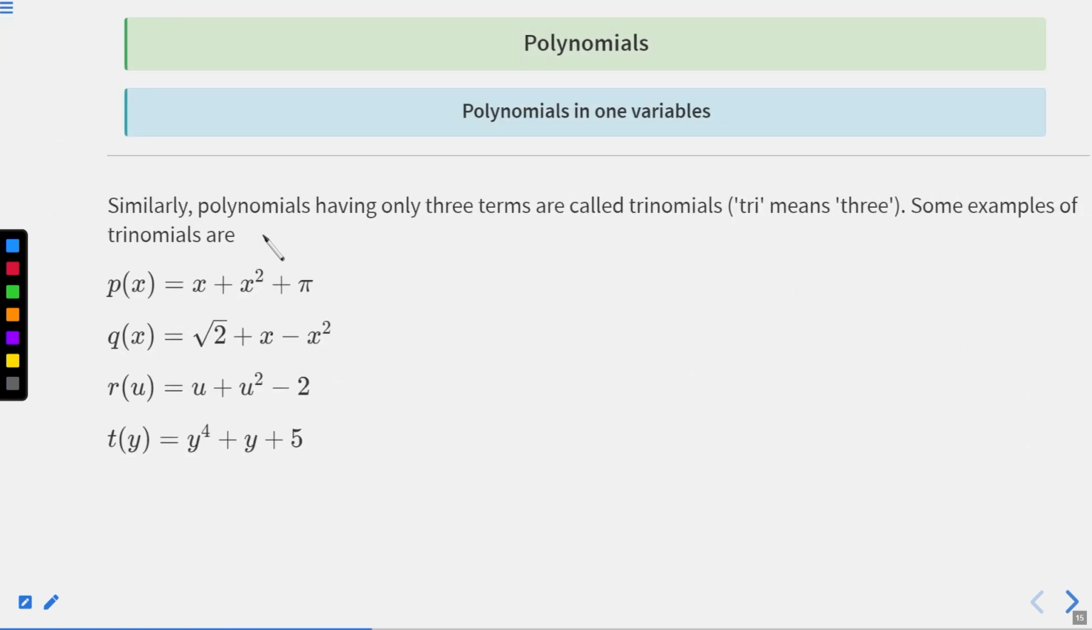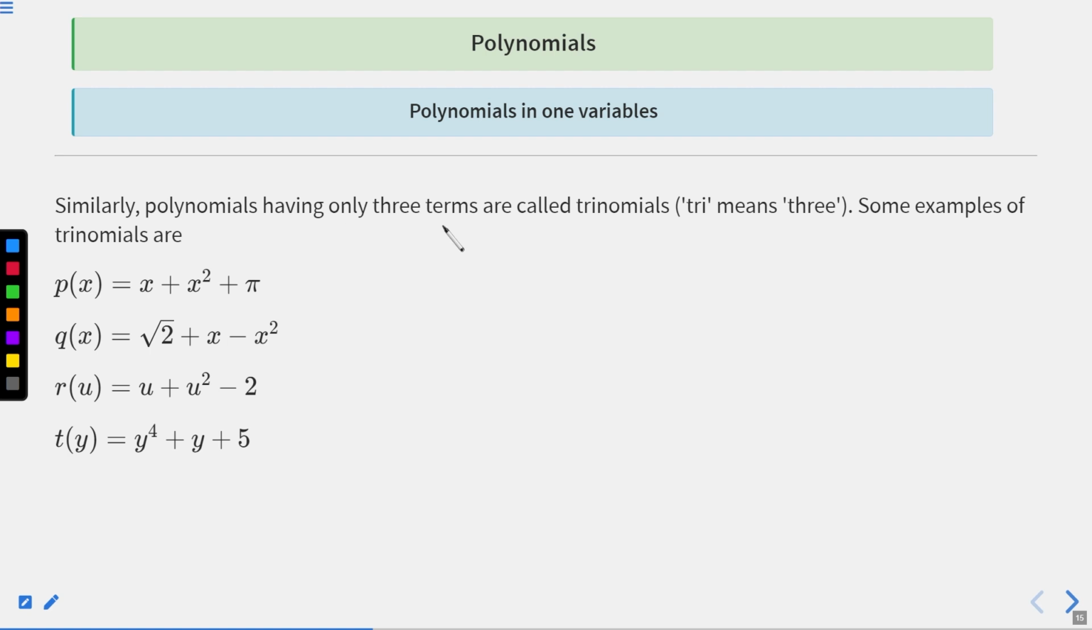And then similarly, polynomials having only 3 terms are called trinomials. Tri means 3.